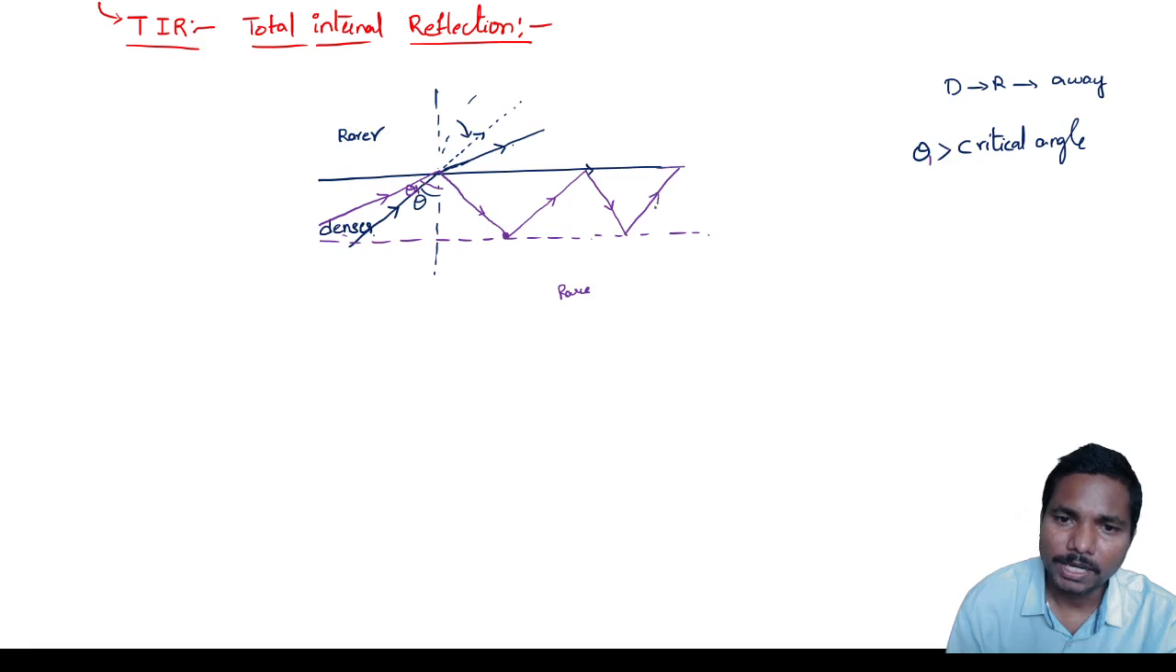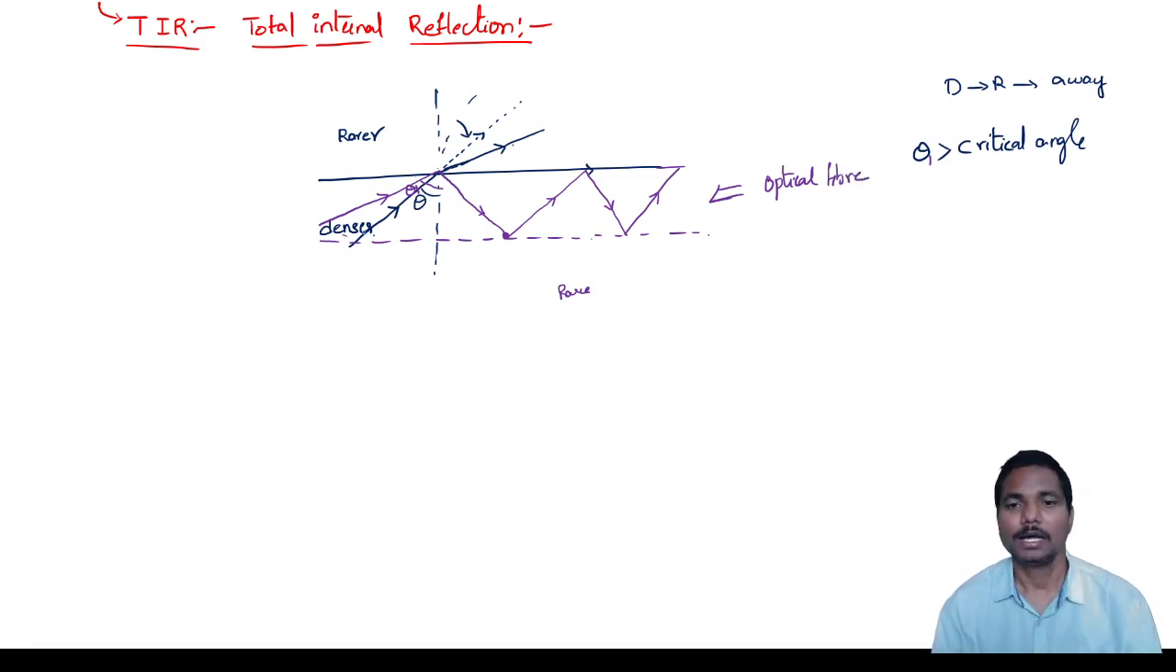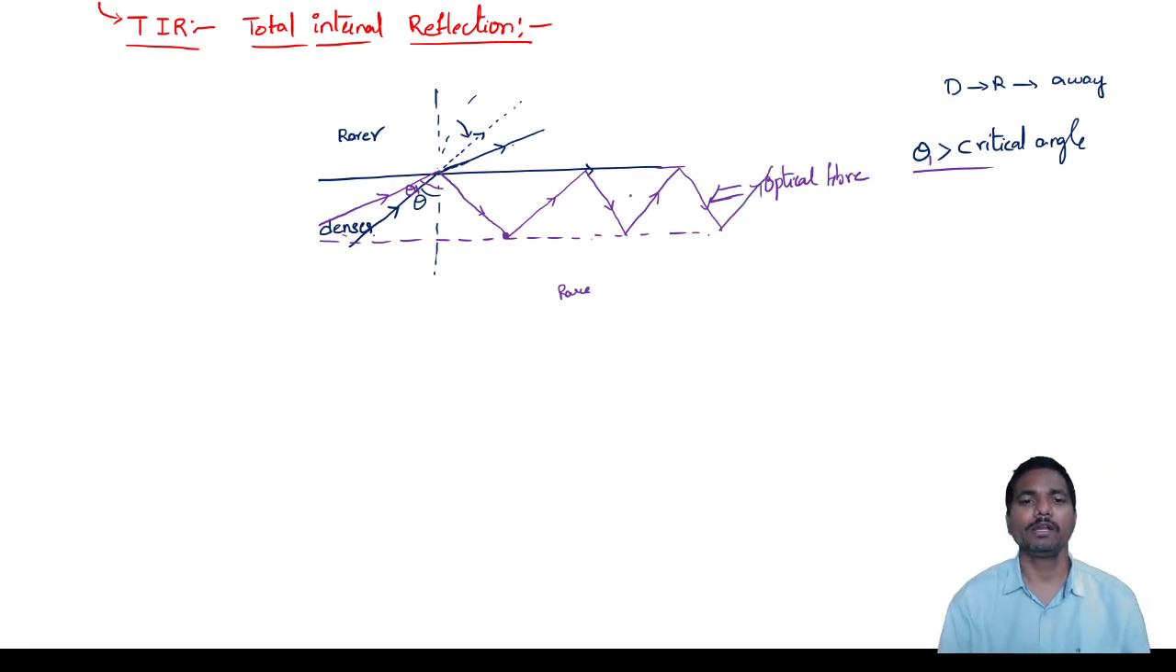So that means here, internally, if it is an optical cable, optical fiber, and you send the light ray at an angle greater than the critical angle, so the angle of incidence is greater than the critical angle, it will be internally reflected. So in this way, the light is going to move. So the light will travel in the optical fiber based on the total internal reflection concept.